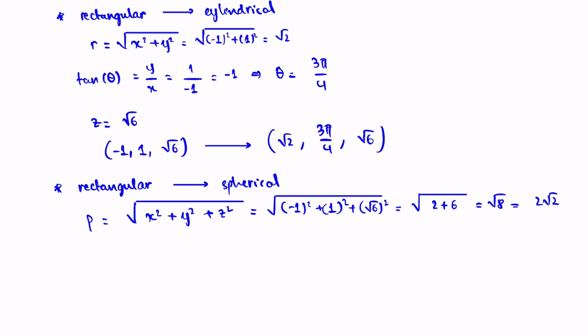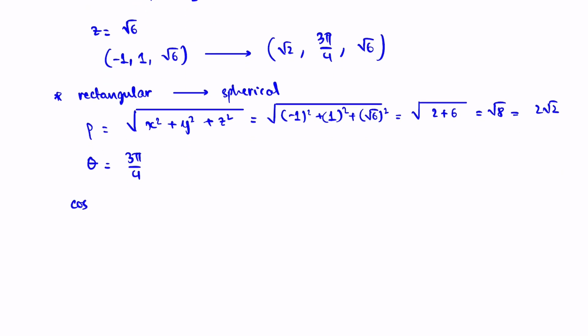Now theta, as I mentioned earlier, the theta in cylindrical coordinates and the theta in spherical coordinates are the same. Therefore, theta is already found in this part, so theta is equal to 3 pi over 4. For phi, I'm going to use the equation cosine of phi is equal to z divided by rho. For z equal to the square root of 6 and rho equal to 2 times root 2, and you simplify these fractions, you're going to get root 3 over 2.